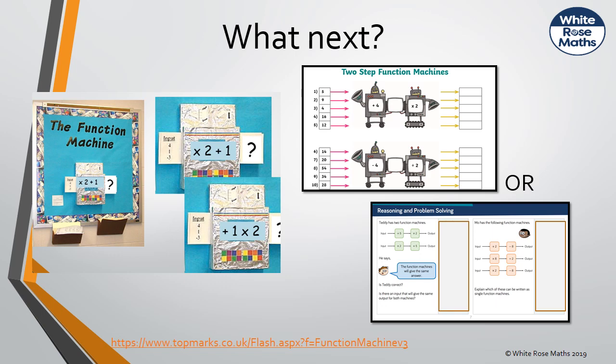For some of you, you may wish to just go straight on to the writing. The first worksheet shown, the 2-step function machine, again, that's quite simple. That's just really reinforcing the practical task that I just explained. But for most of you, you'll probably be going on to the reasoning and problem solving, which is the one shown in the bottom right-hand corner. So looking at the problems and thinking about how you would solve them.